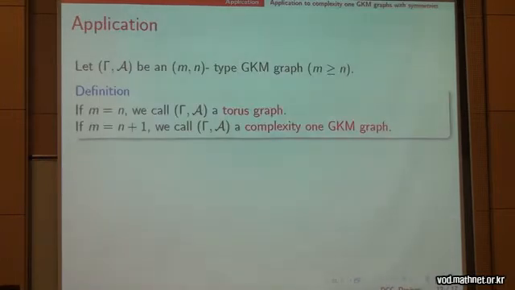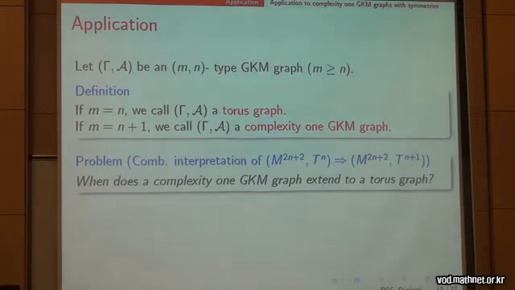Okay. So let's apply this obstruction to the complexity 1 case. So what is a complexity 1 GKM manifold? Let gamma A be an m,n type GKM graph. Of course, m is greater than or equal to n. Then we call this a torus graph if m equals n. This is the maximal extreme case. And if m equals n plus 1, then this GKM graph is called a complexity 1 GKM graph. And I want to think about the following problem. Actually, this is my motivation to construct this kind of obstruction. When this complexity 1 GKM manifold extends the complexity 0 GKM manifold.